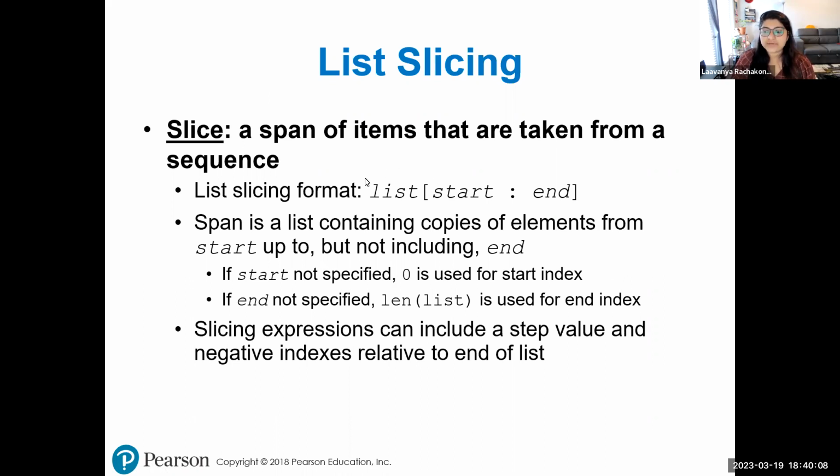For the list slicing format, you have the list, that is your variable that is assigned to a particular list, and then square brackets, your starting element, like your starting positional value, colon, your ending positional value. Here, if start is not specified, then 0 is taken by default. If end is not specified, then the length of the list is used as the end index. Slicing expressions can also include a step value. We'll see examples on how that works.